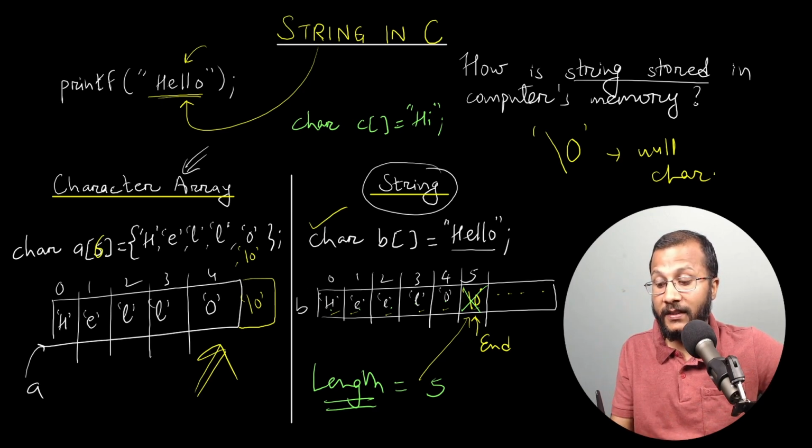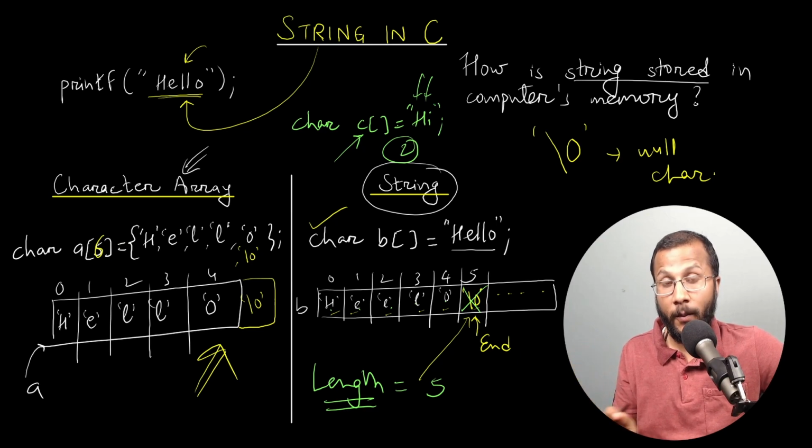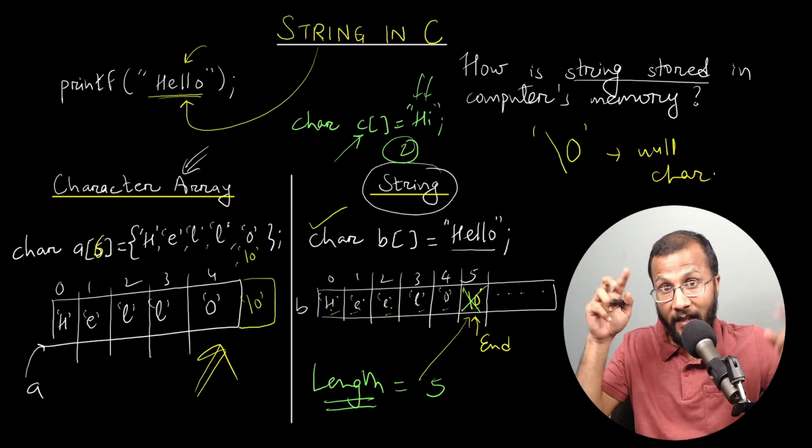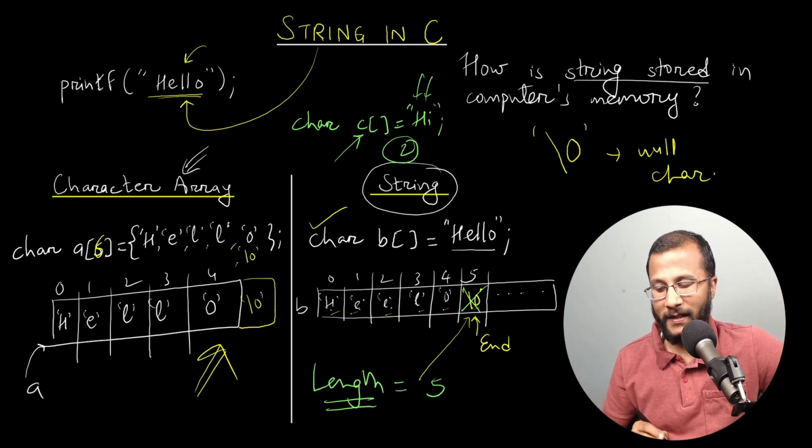But what is the length of this string C? The length is nothing but 2. The valid characters are H and I, so the length is 2, but in the memory it will occupy 3 spaces, 1 space for the null character. Okay, automatically the null character will be appended whenever you give the string inside the double quotes. Okay, so this is the basics of the string.